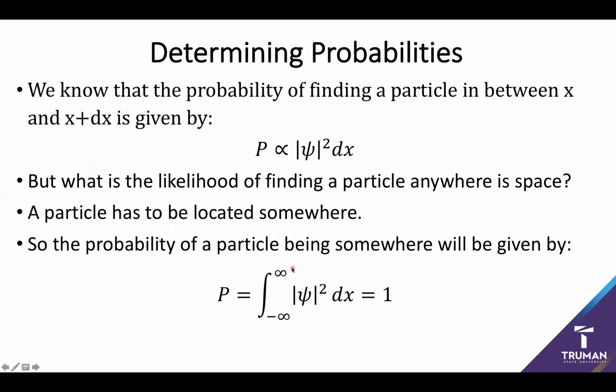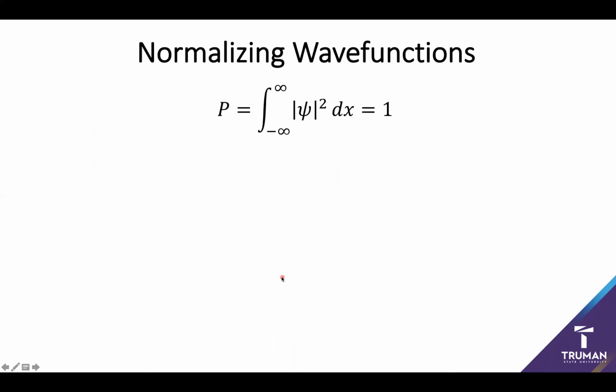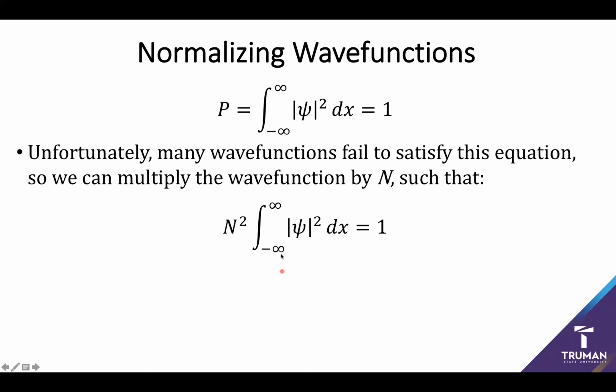This can again be modified in systems where we've already constrained our particle to be within some given subrange of negative to positive infinity. But in the general case, we want to integrate our system from negative to positive infinity. Now, we run into a slight problem that many wave functions actually fail to satisfy this expression. So what we can do is modify each of our wave functions by multiplying the wave function by a value of n.